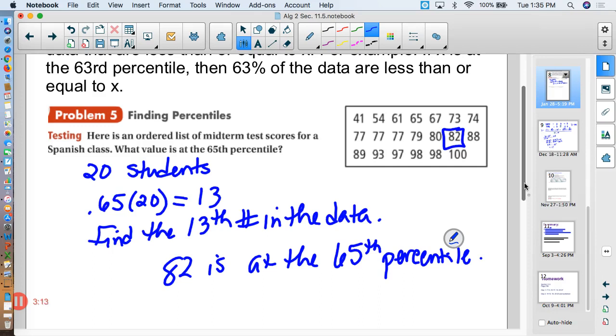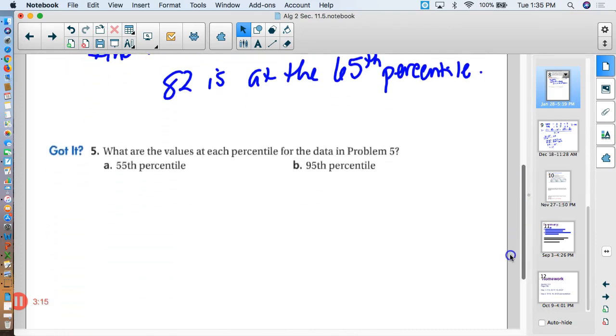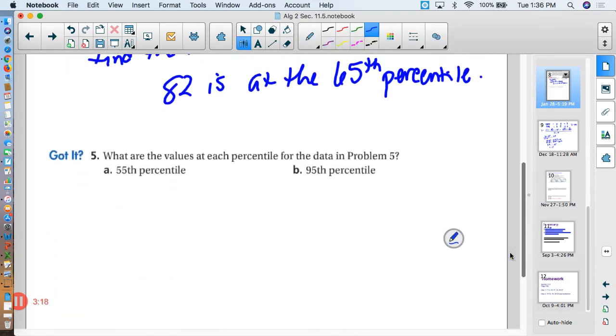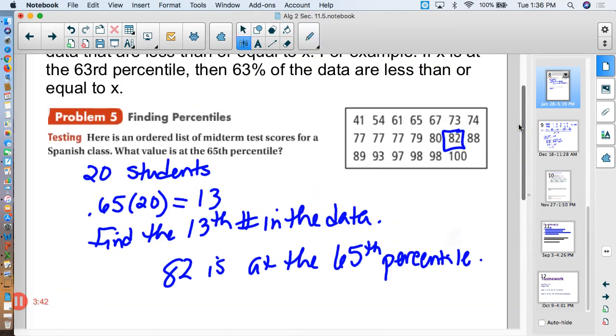So if we were going to calculate the 55th percentile, how would we start it? We'd have to find 55% of the 20 scores. What is 55% of 20? 11. So now we have to go in our list and count and find the 11th number. So if 82 was the 13th, then the 79 would be the 11th, so 79 is the 55th percentile.